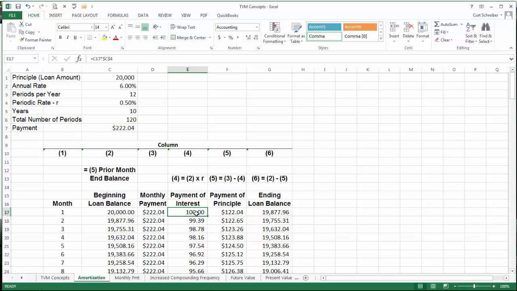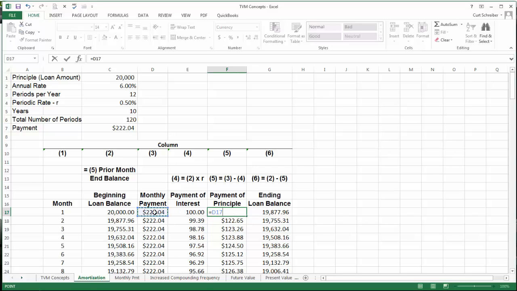What doesn't go towards interest goes towards paying off the balance of the loan. So how much goes towards paying off the balance of the loan is the amount of the payment minus how much goes towards interest. The remainder goes towards paying off the loan balance.